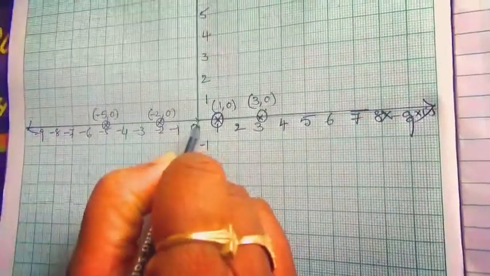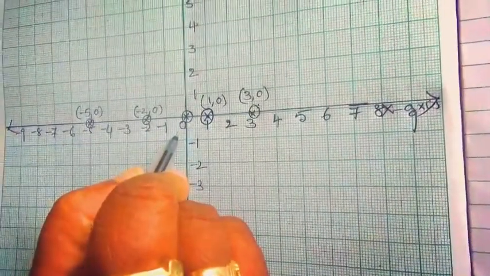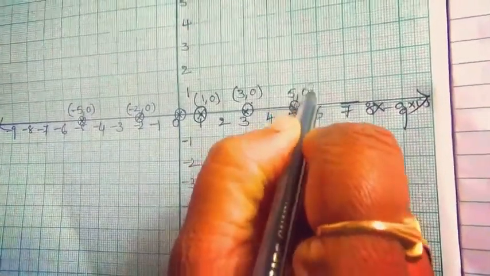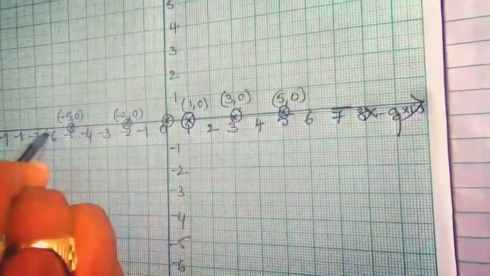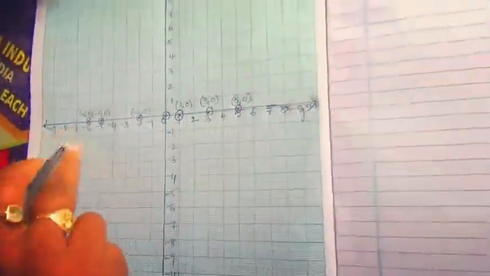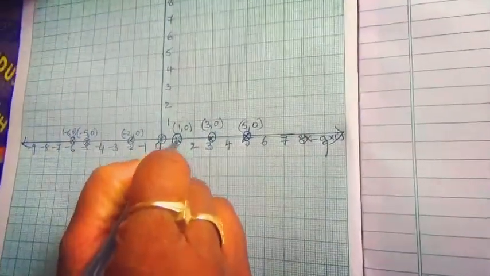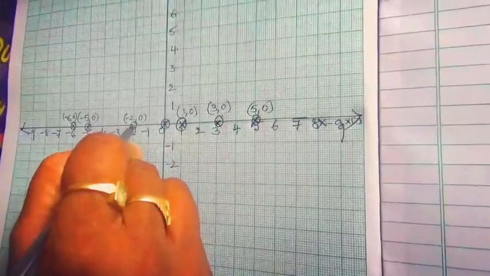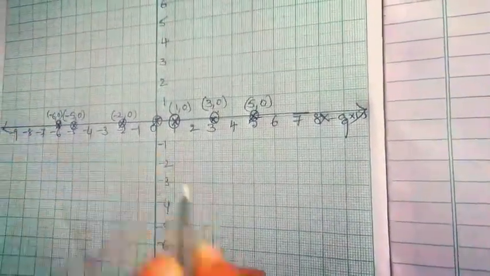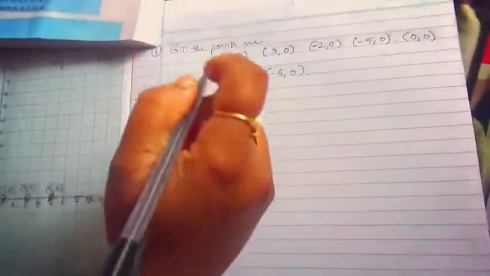(0, 0), here it was the origin. Next, (5, 0), here it was. (-6, 0), here it was. So these are the points which are located on the x-axis itself. Why? Because all the y coordinates are 0. For the origin, both x and y coordinates are 0. So all the points in the first sum are located on the x-axis.